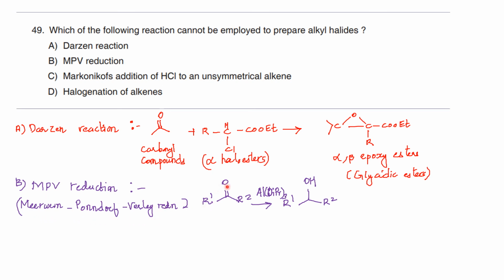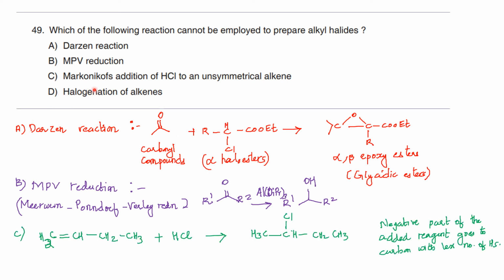So it is actually a reduction reaction of a carbonyl compound, which can be an aldehyde or ketone, to the corresponding alcohol with the help of aluminium isopropoxide as the reagent. So this also seems to be the right option. So most probably this question will be cancelled because it has got two correct answers. Okay, so let's have a look at options C and D as well.